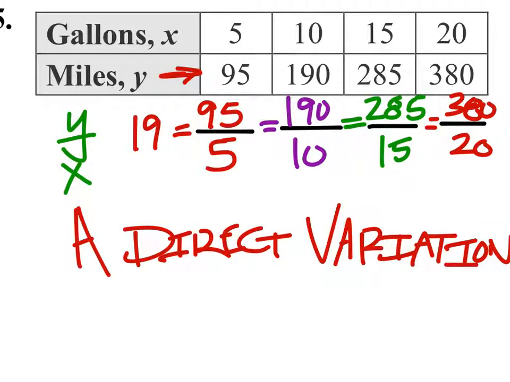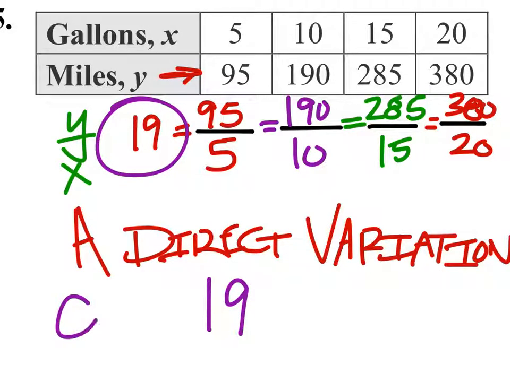As we can see, we have many equivalent fractions. And the constant of proportionality, which it wanted us to tell, is just the reduced form of the fractions, which in this case is 19. You could make it 19 over 1 if you wanted, but that's the constant of proportionality.